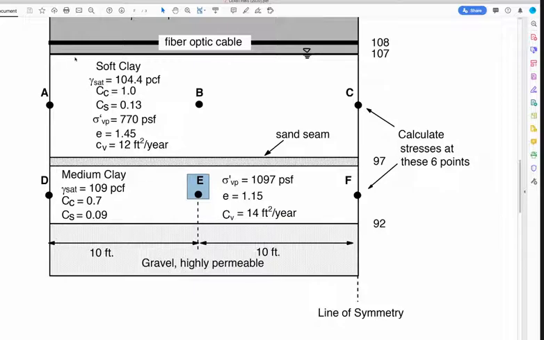I've given parameters here in terms of the clay. There's a gamma, there's a C sub C, there's a C sub S, there's a void ratio, a pre-consolidation stress, and a C sub V, a term that we'll be talking about with time rate of settlement. So this homework includes time rate of settlement.